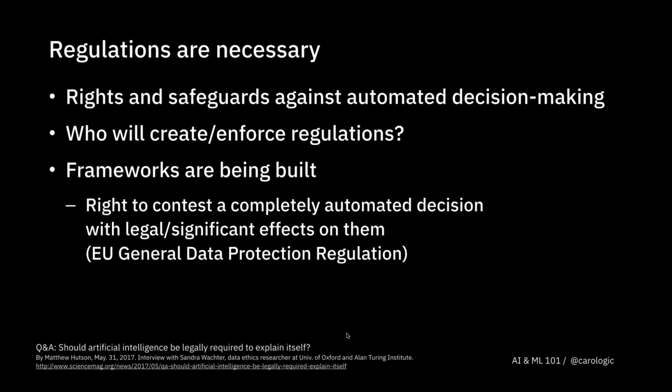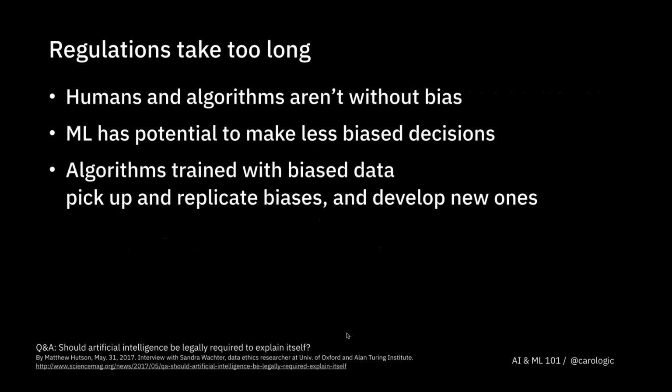Regulations are necessary. Everybody agrees on this. We need to make sure that people have rights and safeguards against automated decision making. And we need someone to create and enforce those regulations. Who that's going to be is in question. There are frameworks being built. So in the EU, there's a system in place to contest a completely automated decision, and people have a process now to be able to do that, which is a nice first step.